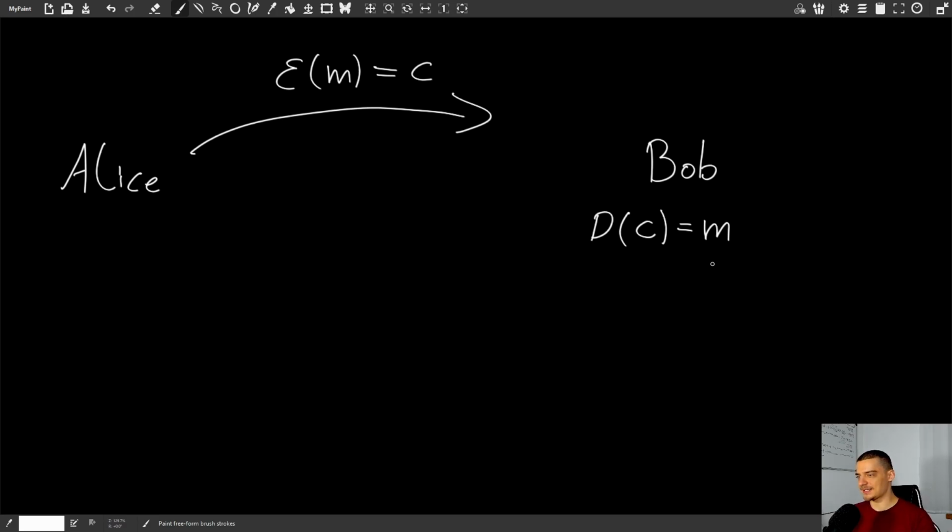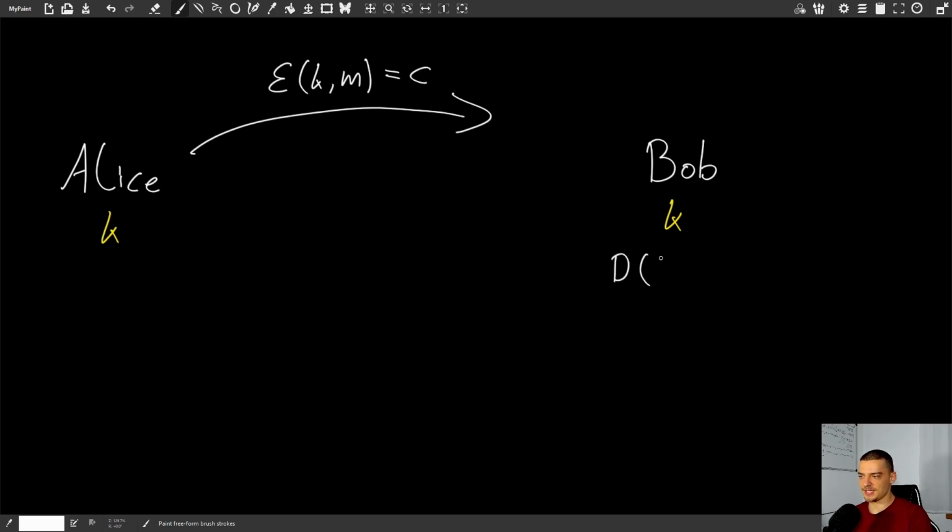Now, how do you do that? You can do that in a symmetric way, and you can do that in an asymmetric way. A symmetric way would be for Alice and Bob to somehow have a shared secret key. Let's call this key K, for example. They both have the same key K, and Alice can now use this key K to encrypt the message M. So we could have a function E, which takes K and M, and we get some ciphertext, and Bob can then use the same key to decrypt the ciphertext into the message. That would be symmetric encryption.